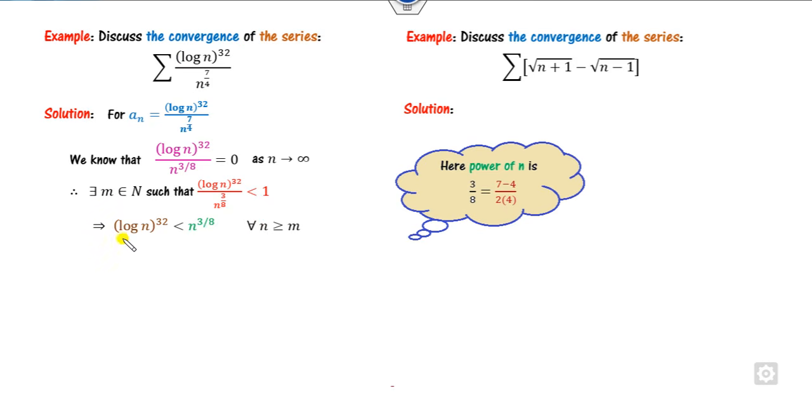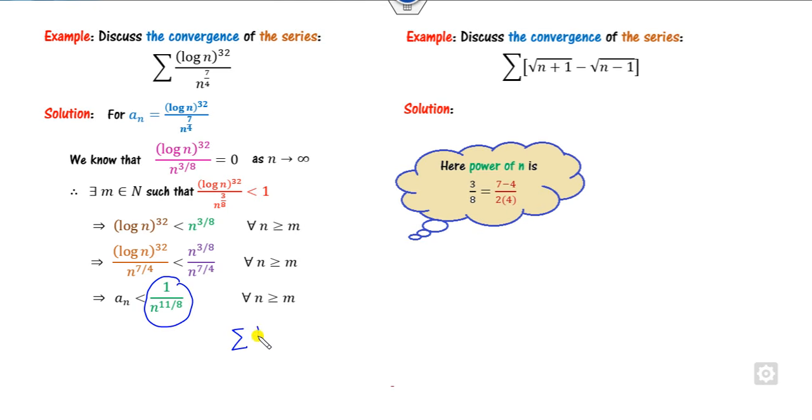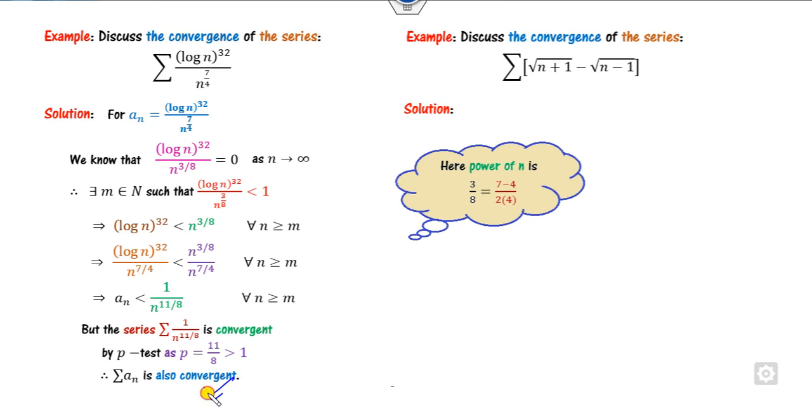Now I can divide both sides by n raised to power 7 by 4. Because n is a natural number, n raised to power 7 by 4 is always a positive value. Now you can apply the limit comparison test. This is in the form of 1 by n raised to power p. So you can take this as a convergent series because p is greater than 1. Therefore, this is convergent.